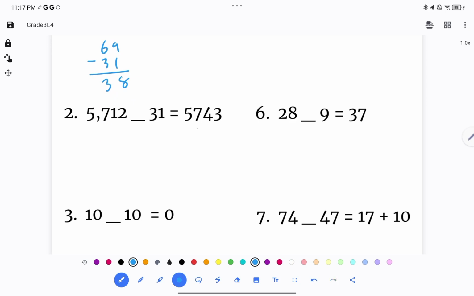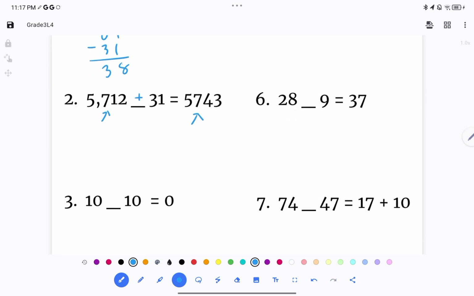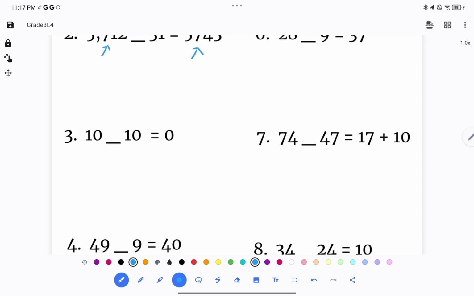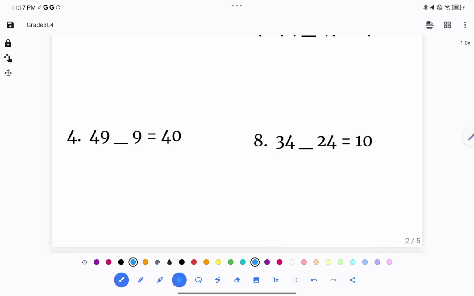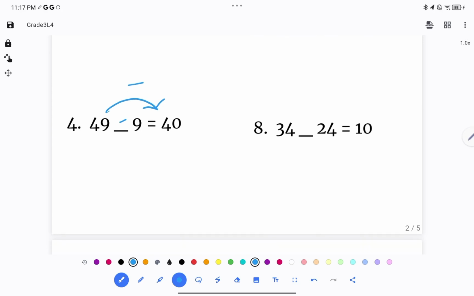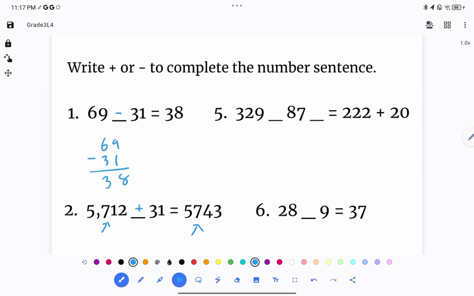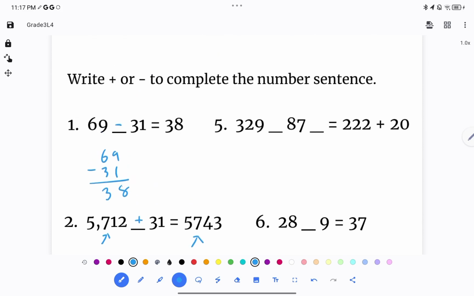Well, you can see that the number goes up from the original 5,712, so it's going to be a plus. 10 minus 10 is 0, since a number minus itself is always 0. Well, it goes down, so we're going to put a minus there, since you can't really go up from a minus unless you're dealing with more complicated negative numbers, which we don't want to deal with right now.